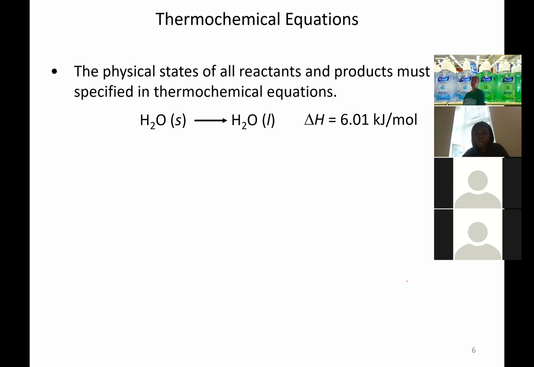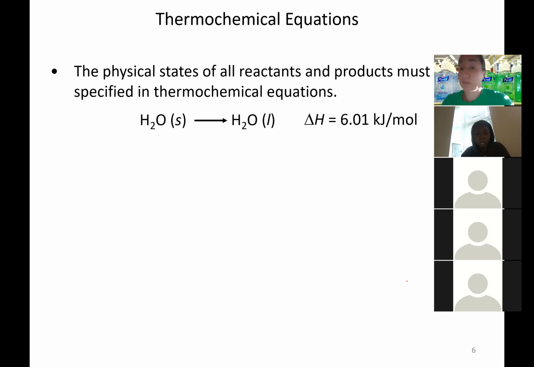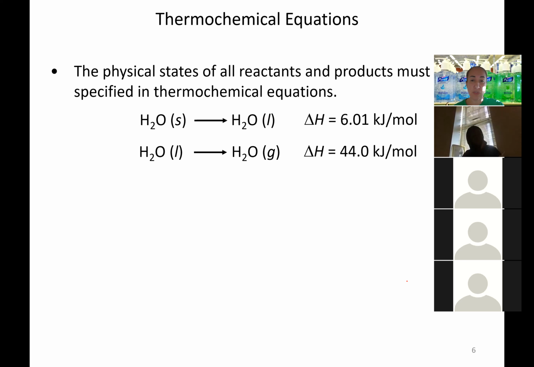Do you think it's going to be more, or less? It's going to be more because it has a greater specific heat. That's right. It's going to be more because it takes more energy. It takes less energy to melt something. When you melt something, yeah, it takes energy. But when you vaporize something, it takes even more energy, right? So that number is going to be different. The point here is that states matter.